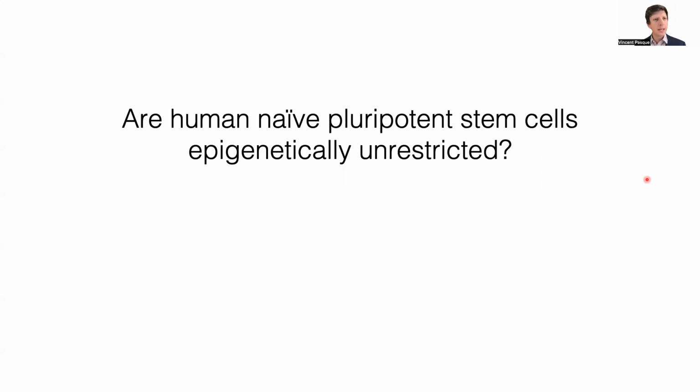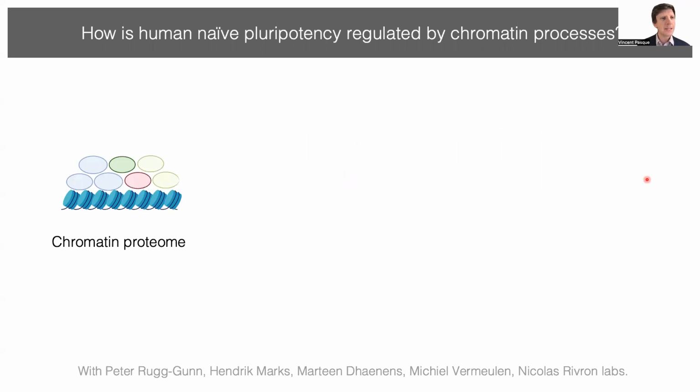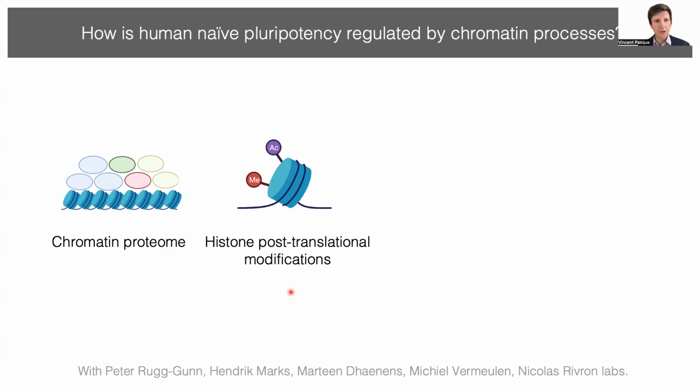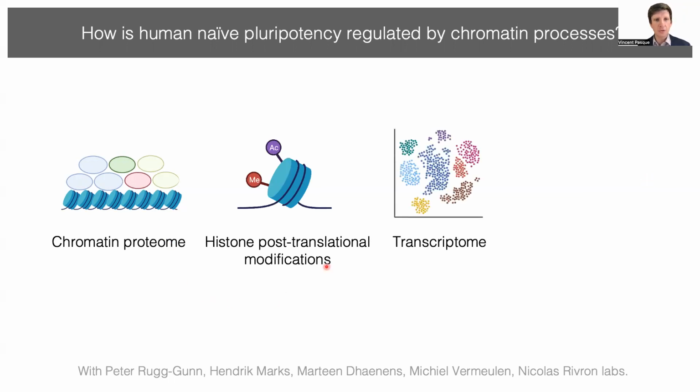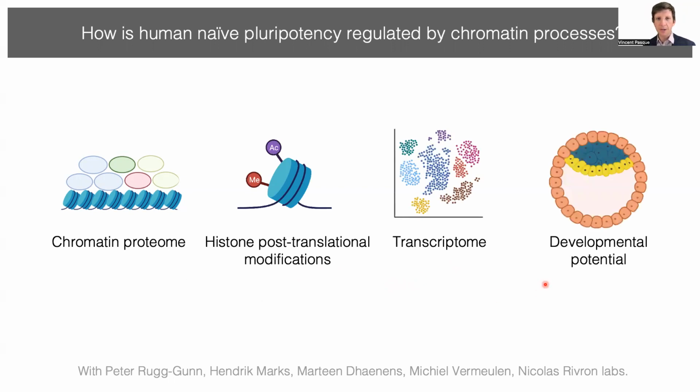So we wanted to understand how human naive pluripotency is regulated. And so together with Peter Regan, Hendrik Marx, Martin Danens, Michiel Vermeulen, and Nicolas Rivron, we have comprehensively identified the proteins that are enriched on chromatin in human naive and prime pluripotent stem cells. And we then wanted to know how chromatin proteins relate to histone post-translational modifications and how this in turn regulates transcription and how transcriptional programs then influence the developmental potential of human naive pluripotent stem cells.